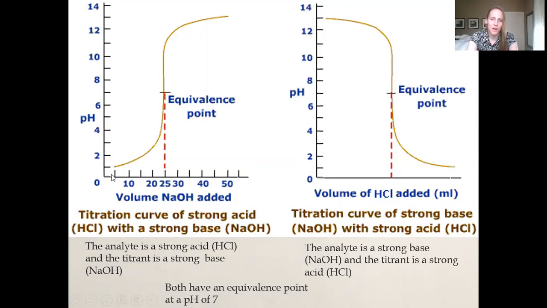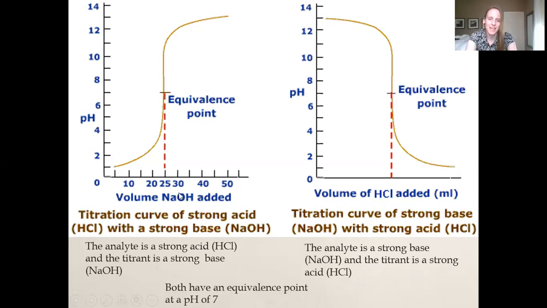Then I'm going to look at where the graph starts. If the graph starts really low, that is an acidic analyte. If the graph starts really high, that's a basic analyte. And then where the graph ends tells us the pH of the titrant. So as we move from left to right, if it ends really low, that means the titrant was an acid. If it ends really high, that tells us that the titrant was a base.